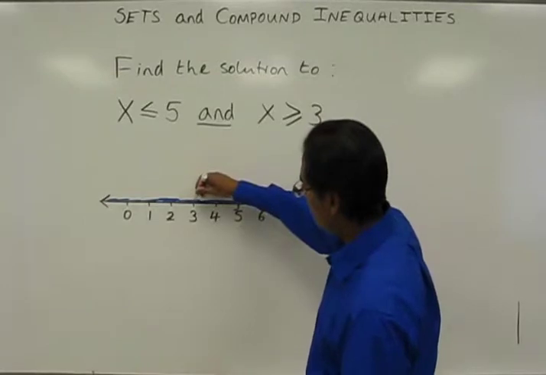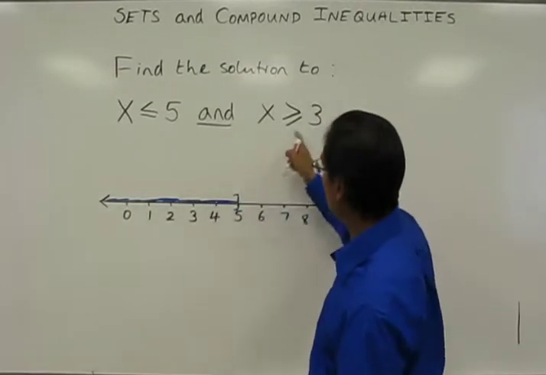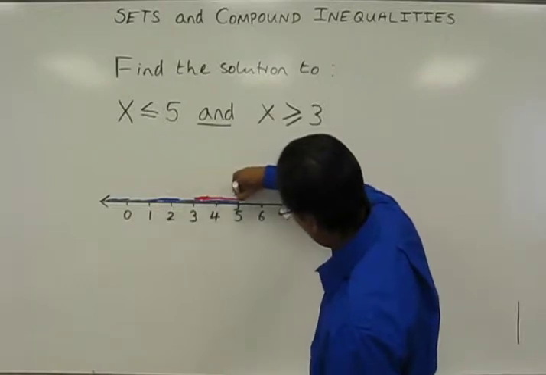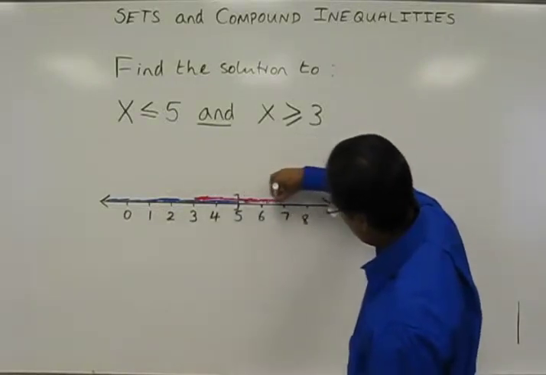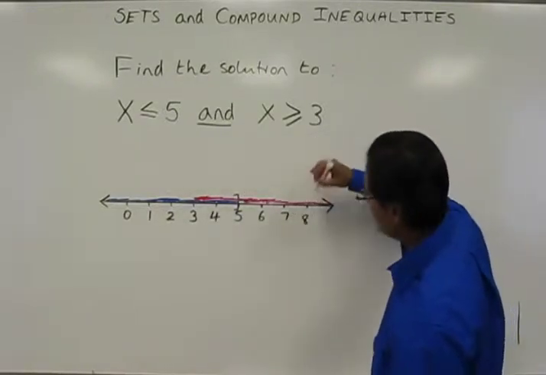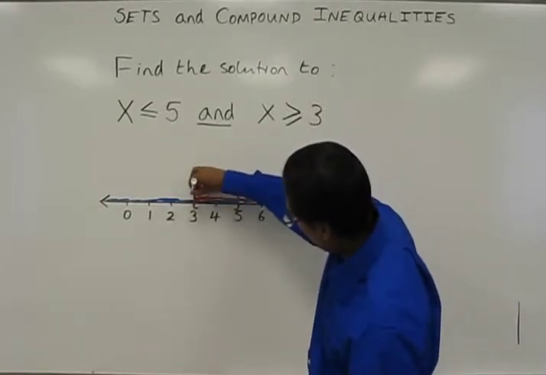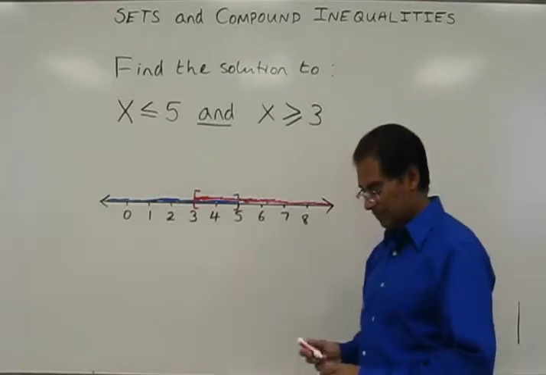Well, here's 3. And we have to shade everything above 3 because it's greater than or equal to. So we're going to go this way, all the way, going on forever. And I'll use a bracket again at 3 to indicate 3 is included.